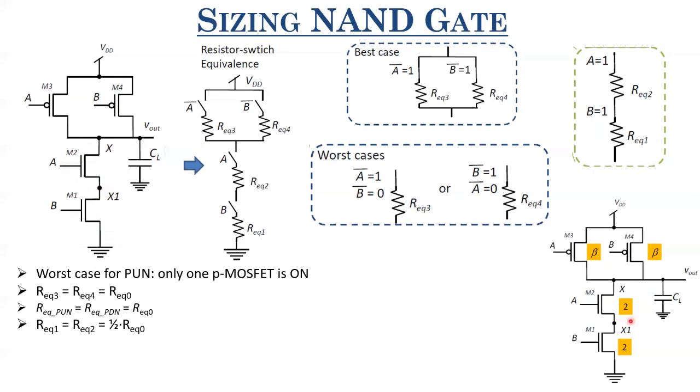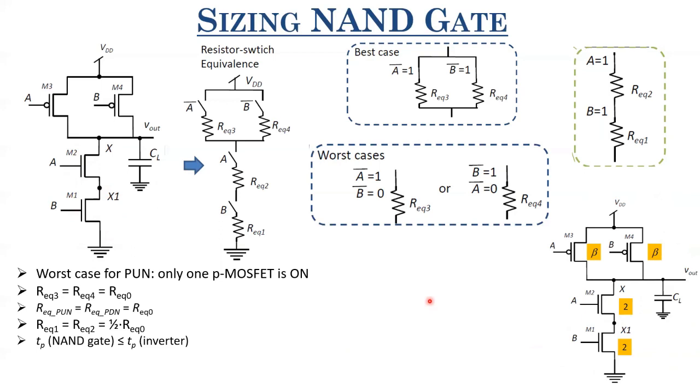So what we do is we increase the width by 2 for both these N MOSFETs, right? So this is how we do it. And if you size your NAND gate like this, then you ensure that the propagation delay of the NAND gate is always less than or equal to the propagation delay of a standard CMOS inverter.